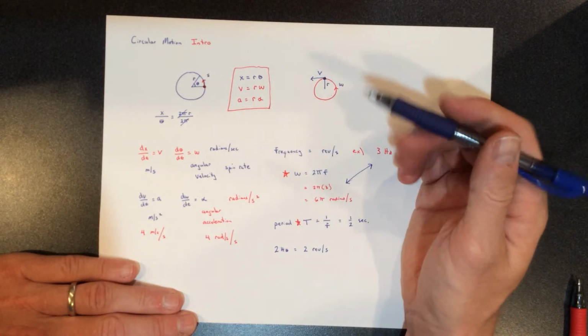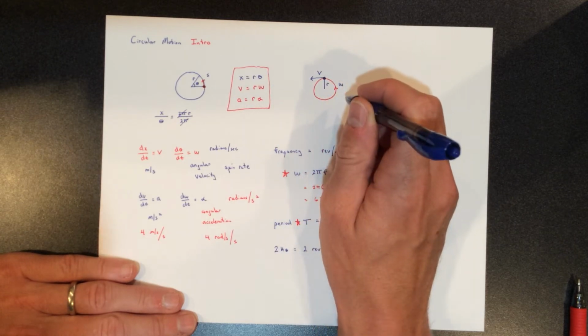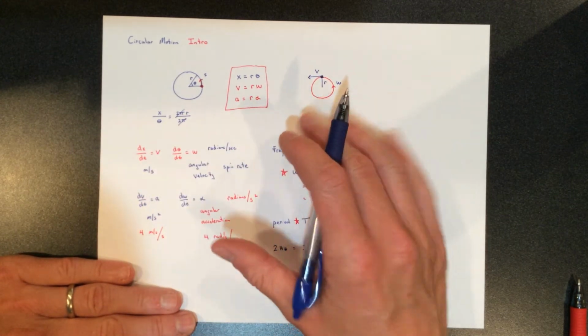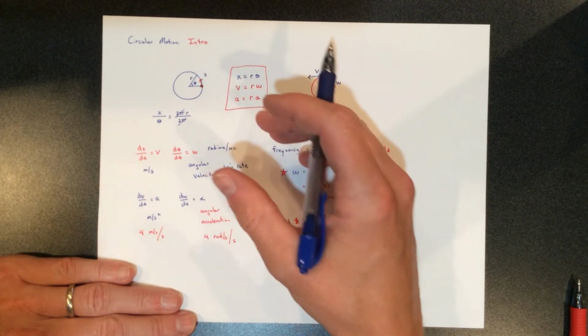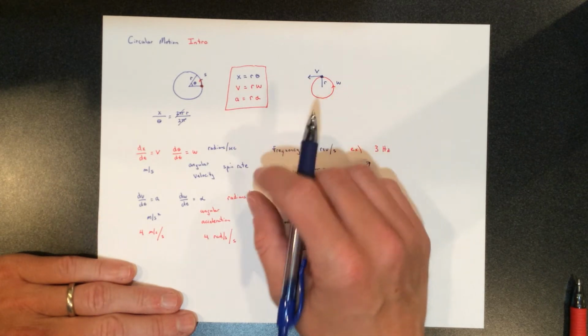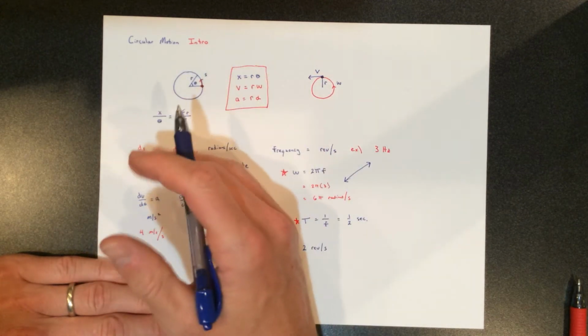We haven't gotten to it yet, but let's be clear. If you're moving in a circle, you're being forced to move in a circle. You just don't move in a circle just because you want to. Something forces you: friction, tension, a normal force, gravity, some inward force is changing your direction.